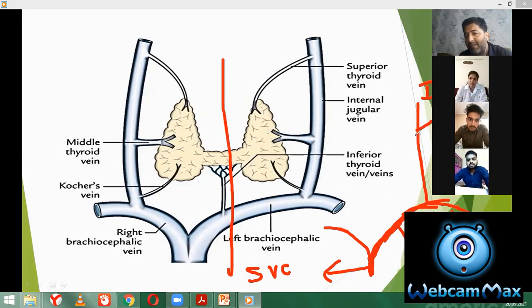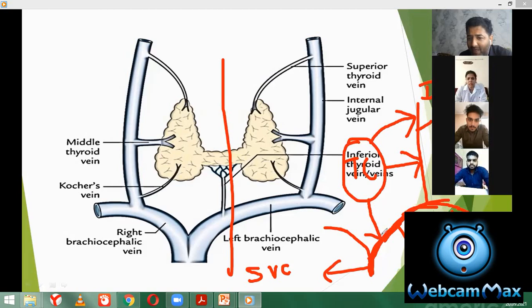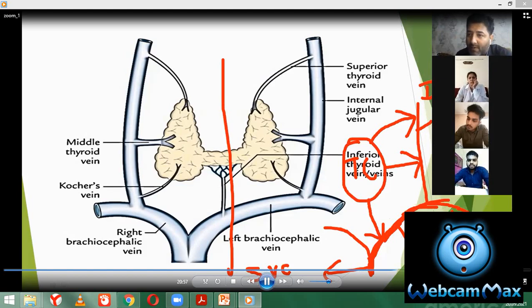Okay, and then from this internal jugular vein, now you can draw the thyroid. This is your thyroid gland. The superior thyroid vein drains into the internal jugular vein. The middle thyroid vein drains into the internal jugular vein. But this vein of yours, the inferior thyroid vein, drains blood into your brachiocephalic vein. Did you understand?